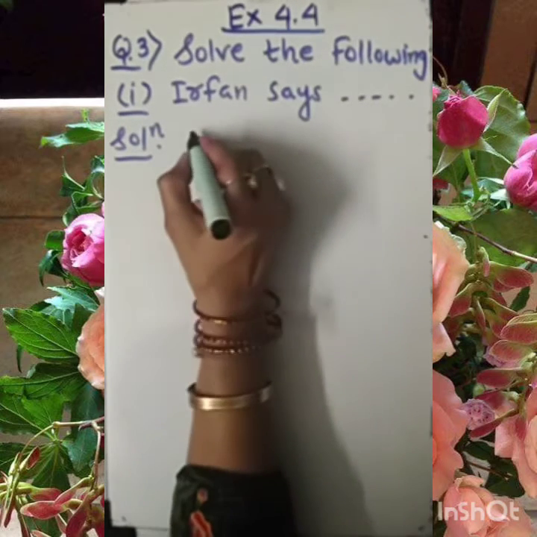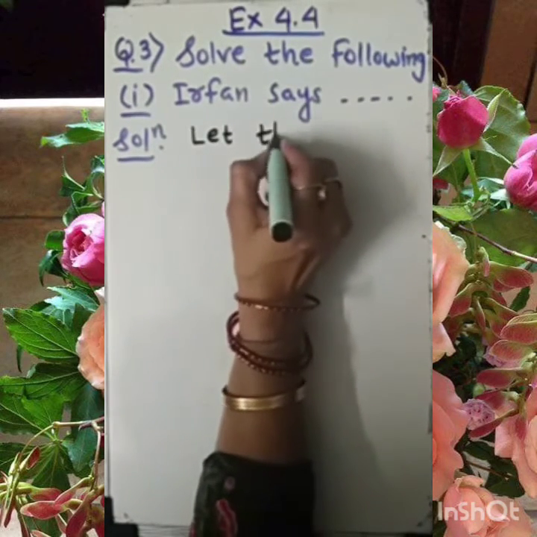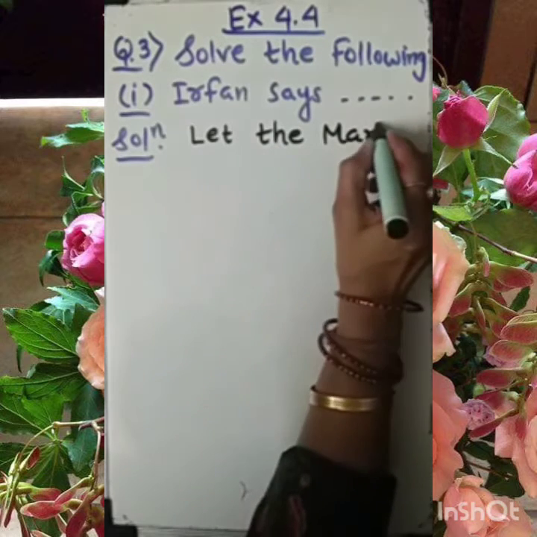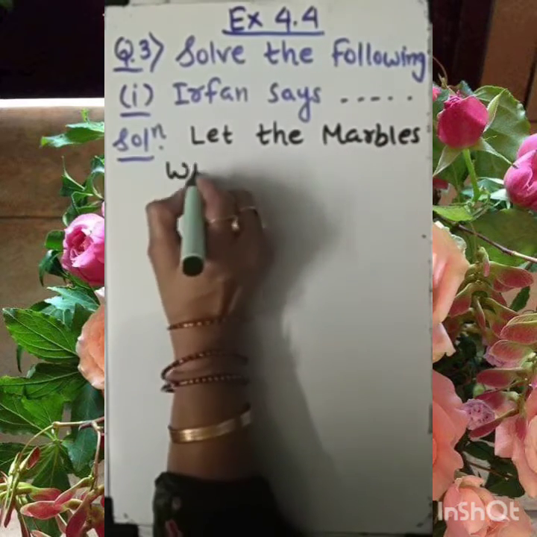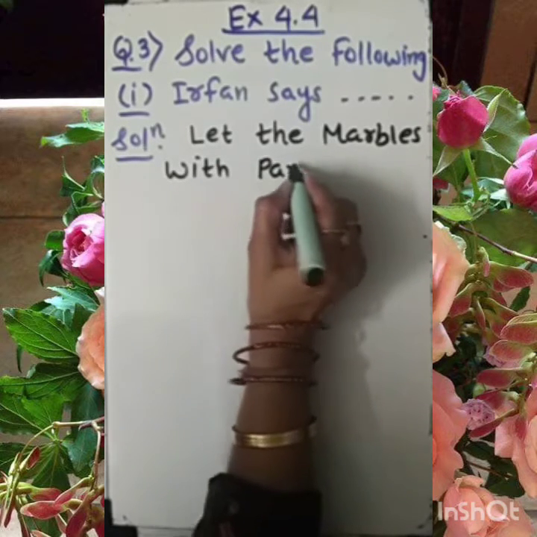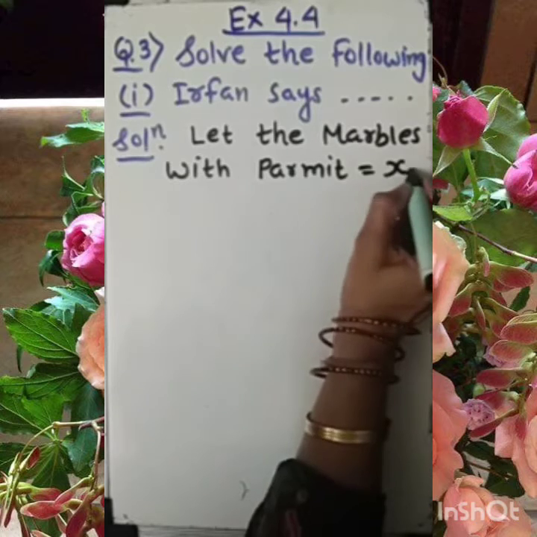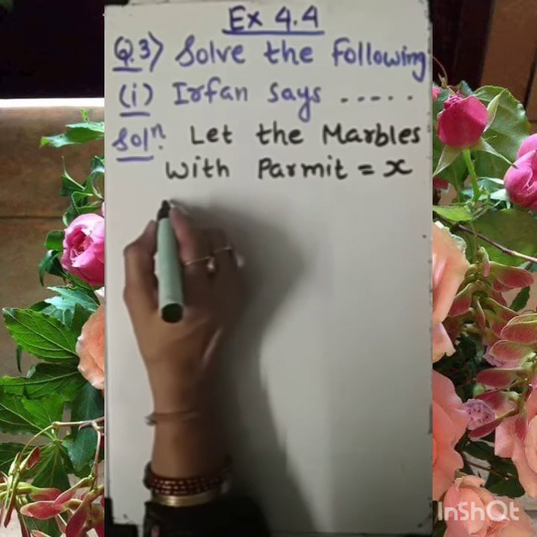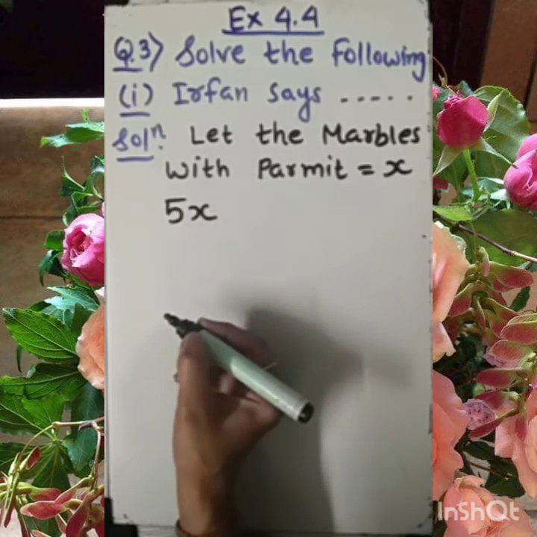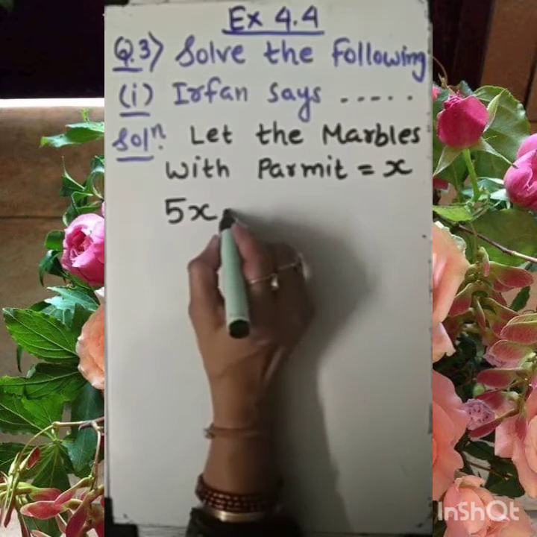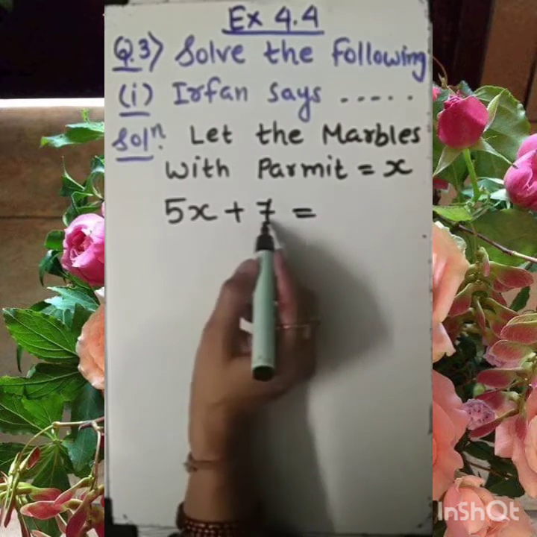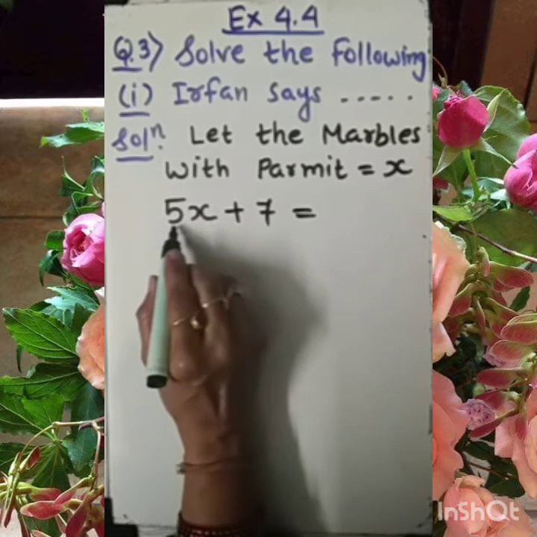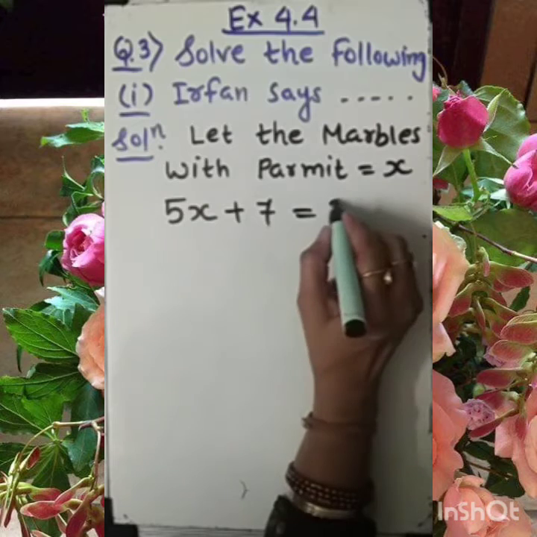So please let's begin our sum. Let the marbles with Parmit be x. That is, x marbles are with Parmit. Irfan says he has 7 marbles more than 5 times the marbles. 5 times the marbles means 5x, agree? 5 times the marbles means 5x plus 7, 7 marbles more than 5x. That is equal to 37 marbles.